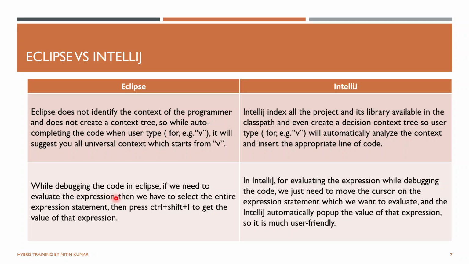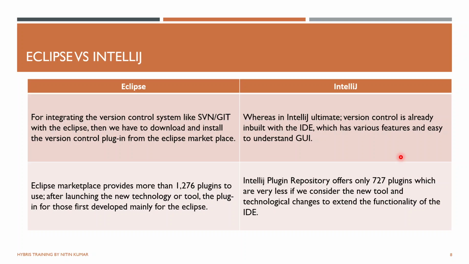Next, while debugging the code in Eclipse, if you want to evaluate an expression, you need to select that expression and press Ctrl+Shift+I. But in case of Intellij, for evaluating the expression while debugging the code, we just need to move the cursor on the expression statement which we want to evaluate, and Intellij will automatically pop up the value of that expression. So it is very user friendly.